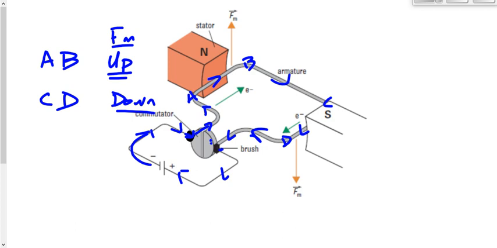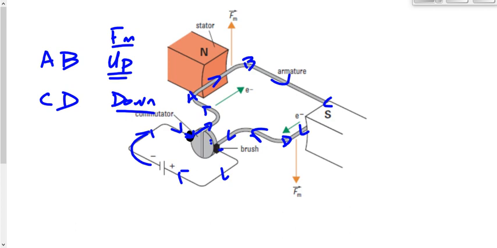Can you guys see AB here? You get a magnetic force upwards on AB, right? Thumb, fingers, palm points up, but you get a magnetic force downwards on CD. Thumb, fingers, down. So that creates what we call a torque. Torque causes rotation.